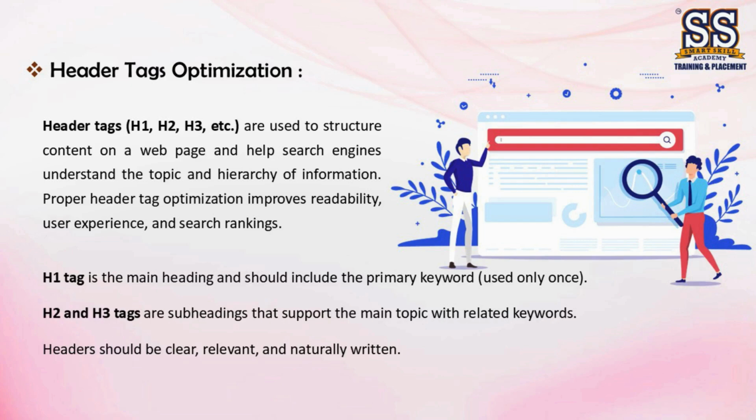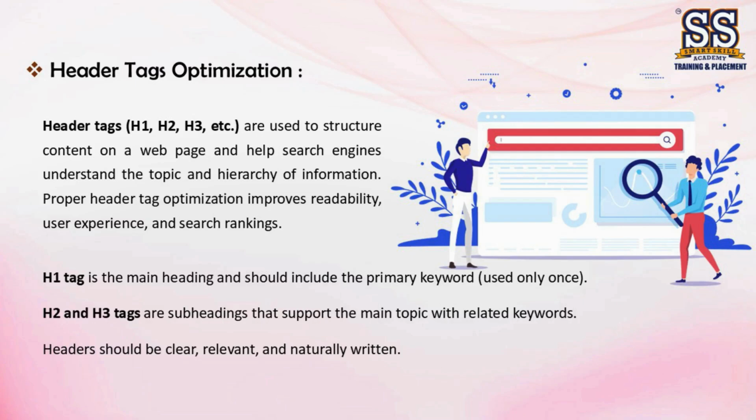Think of header tags as the skeleton of your web page. Header tags, ranging from H1 to H6, do more than just make text look big. They structure your content so that both your readers and search engine crawlers can instantly understand the hierarchy of your information. When you optimize these correctly, you aren't just helping SEO rankings, you're drastically improving readability and the overall user experience.